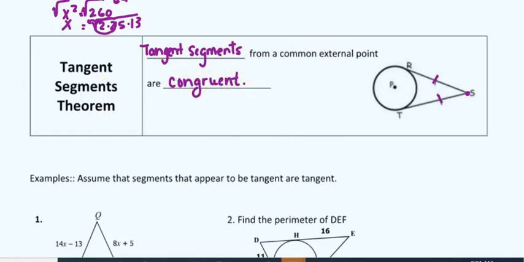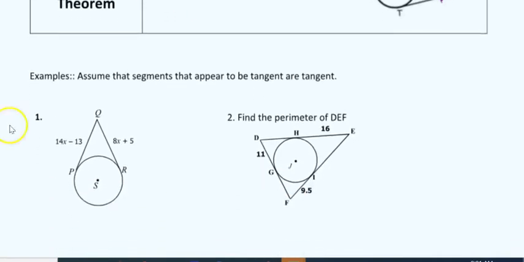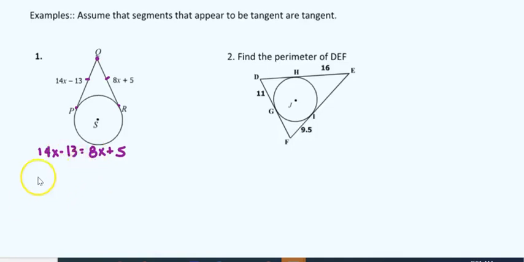All right, so if you know that, let's see what we can learn here. So here we have a common point Q, tangents coming from each, hitting at a point of tangency. So these are congruent. And we can solve for x.